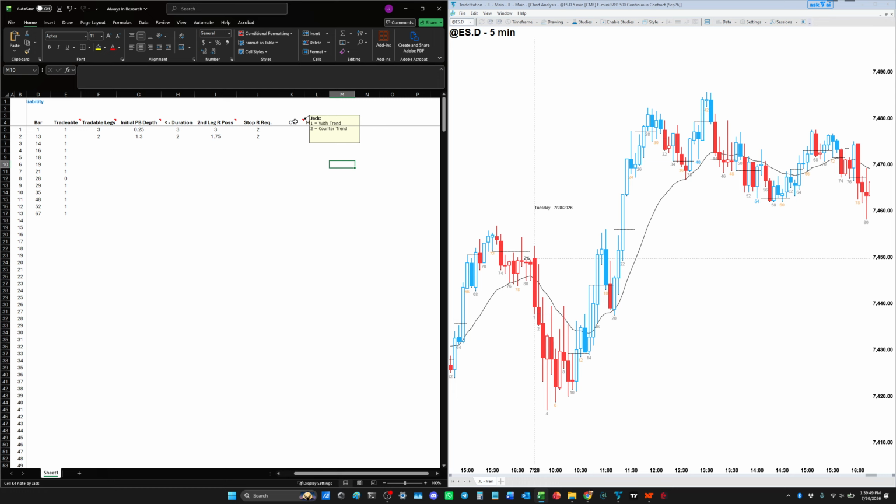Trend with trend. Trend or counter trend, trend or trading range. And then leg count, I would do, just write the number. 1, 2, 3, 4, 5, 6, 7, 8, doesn't matter. Just write the number.